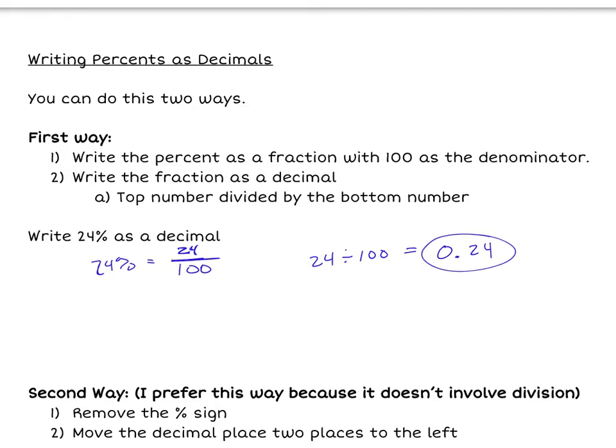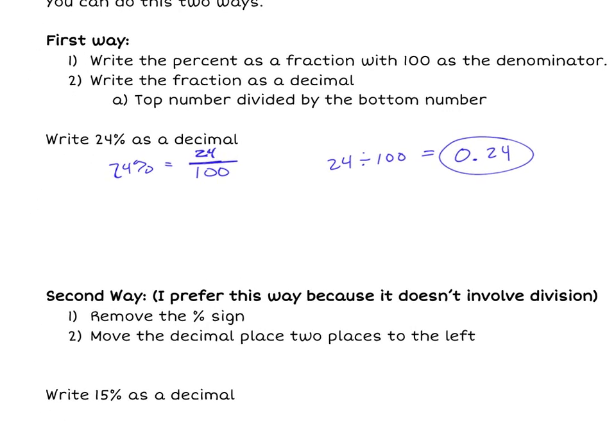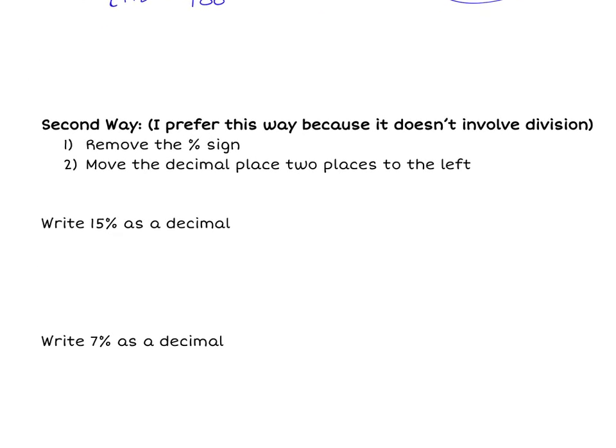So that's the first way. I am totally fine with that, but I like the second way better. It's just a little shortcut, and doesn't involve the calculator at all. So if we take our same example of 24%, the first step is to remove the percent sign, so 24. In any number that doesn't have a decimal shown, it's always at the end of the number. Move the decimal 2 places to the left, so 1 place, 2 places. We end up with 0.24 because my decimal has moved 2 places.